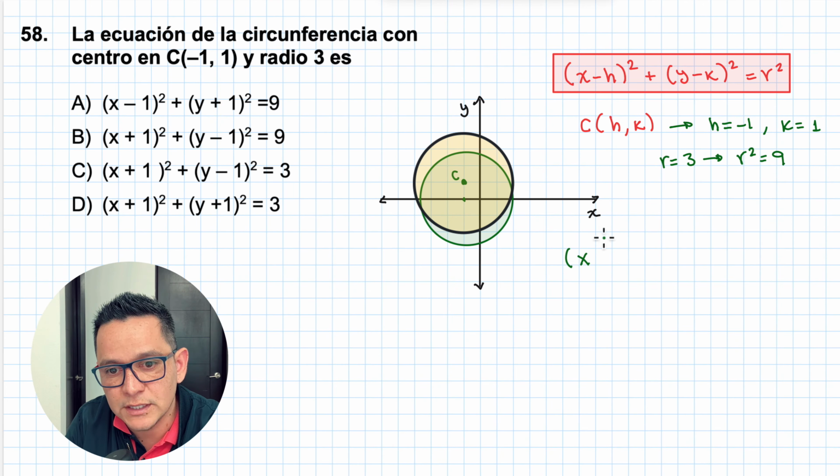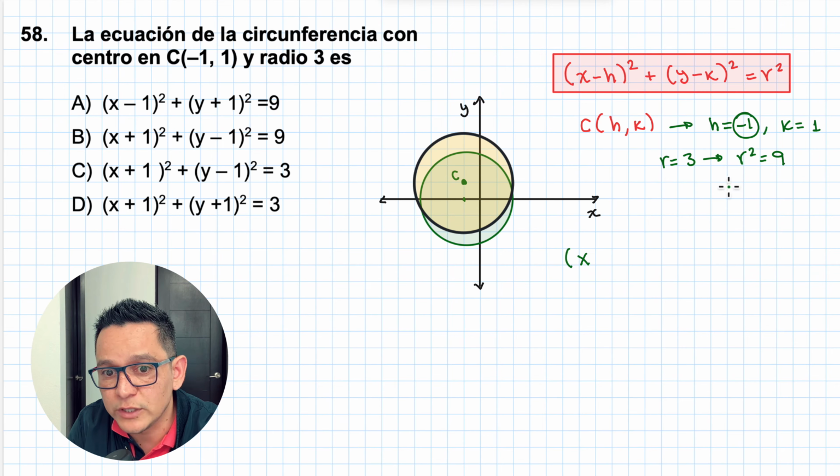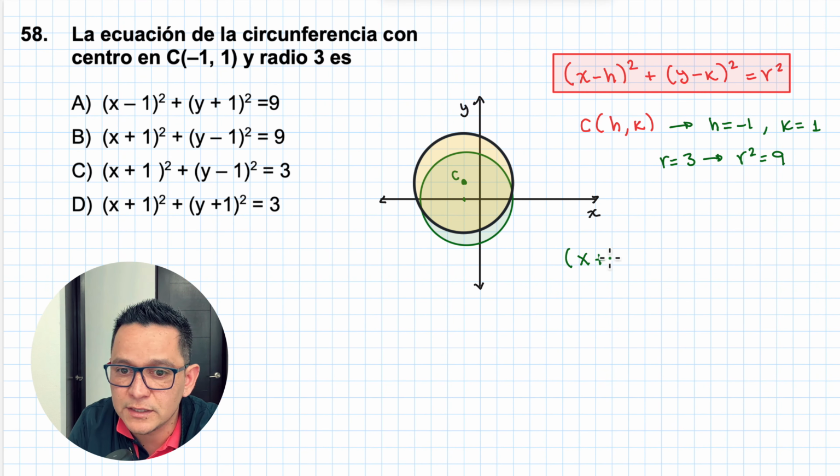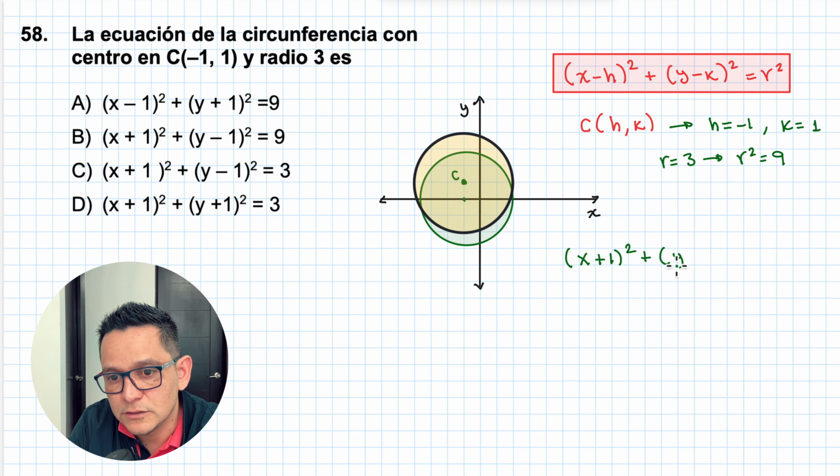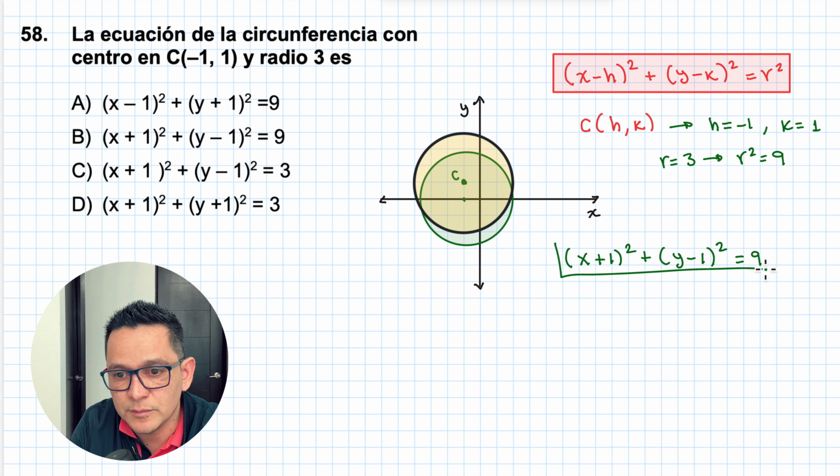So we have x minus h. But h is -1, so it would be x minus -1, which gives me x plus 1, right? We raise it to the power of 2. Then it's plus parentheses y minus k, but k is 1, squared, and this is equal to the radius squared. But the radius squared is equal to 9. There you go. We already have the equation of our circle that meets those characteristics.